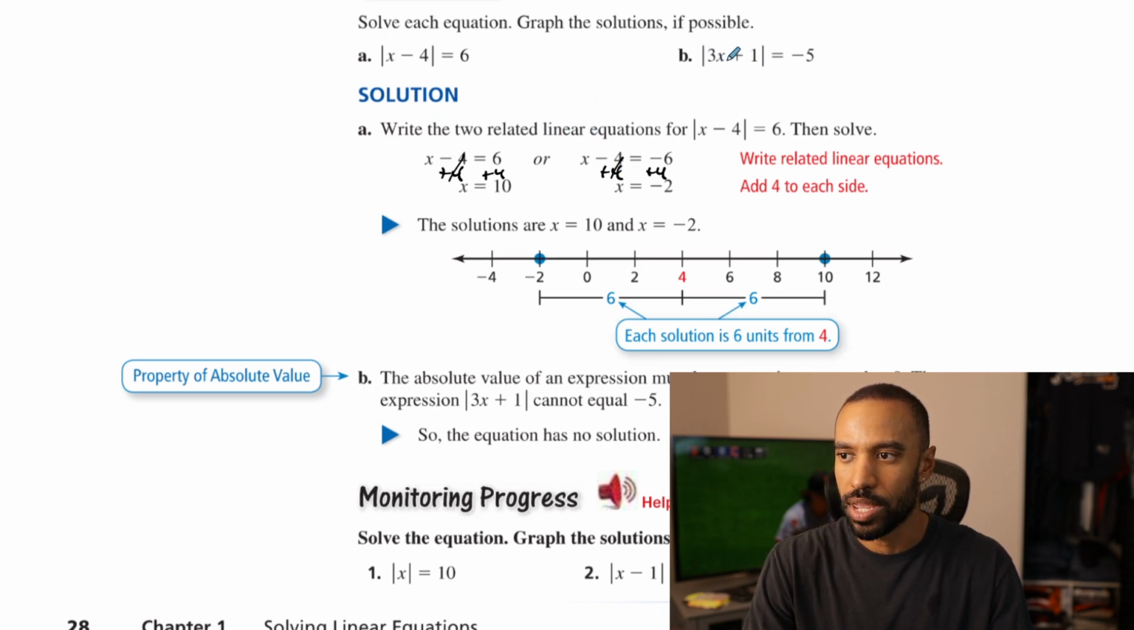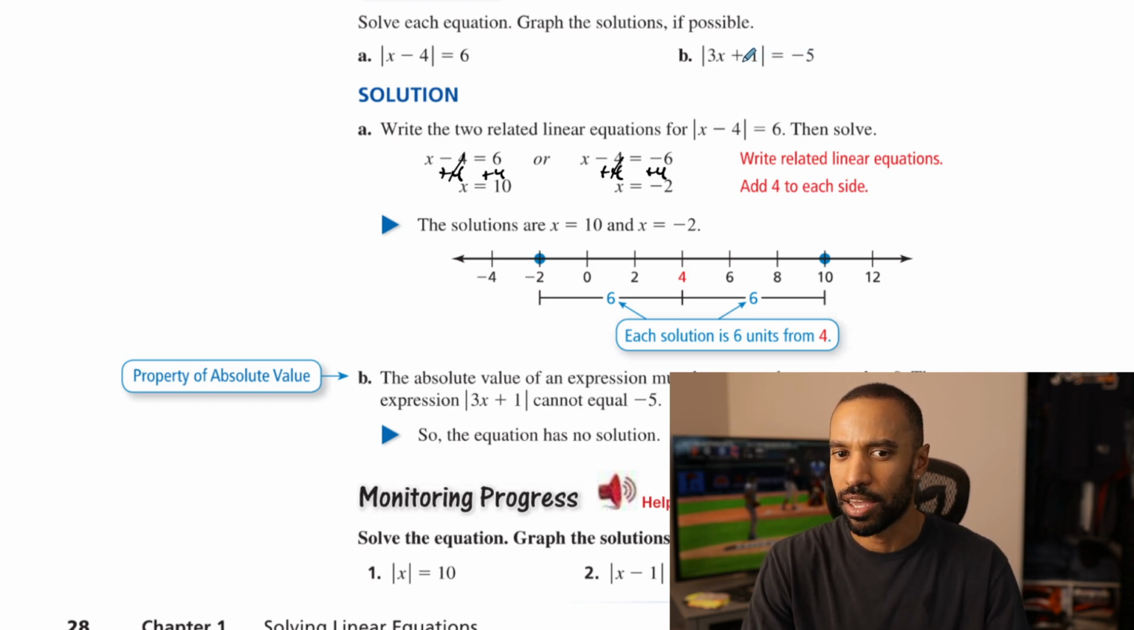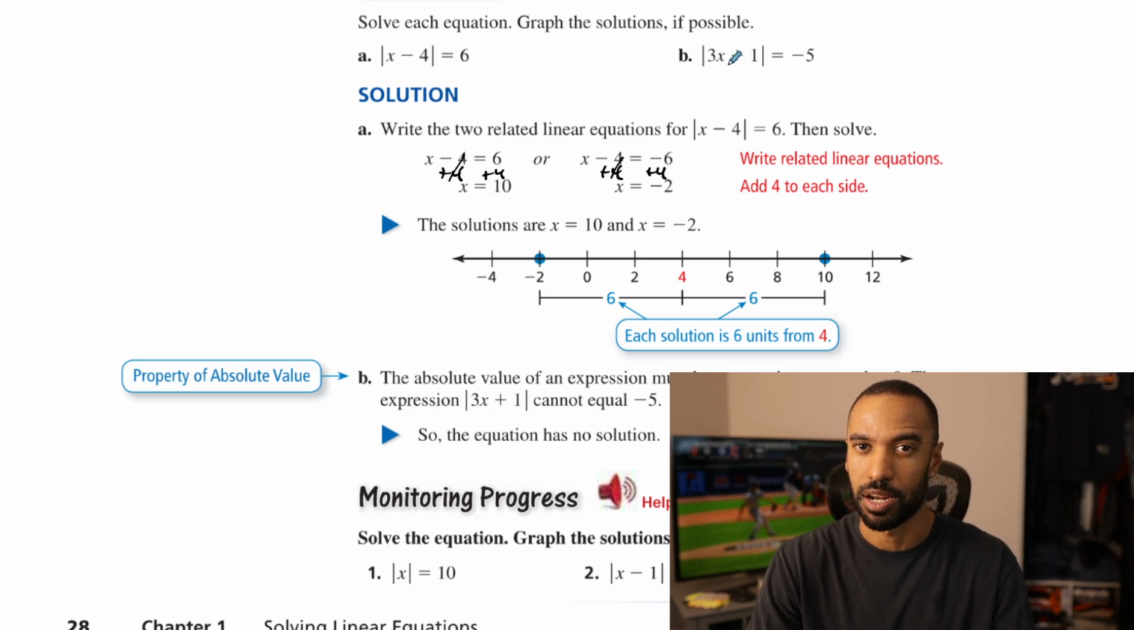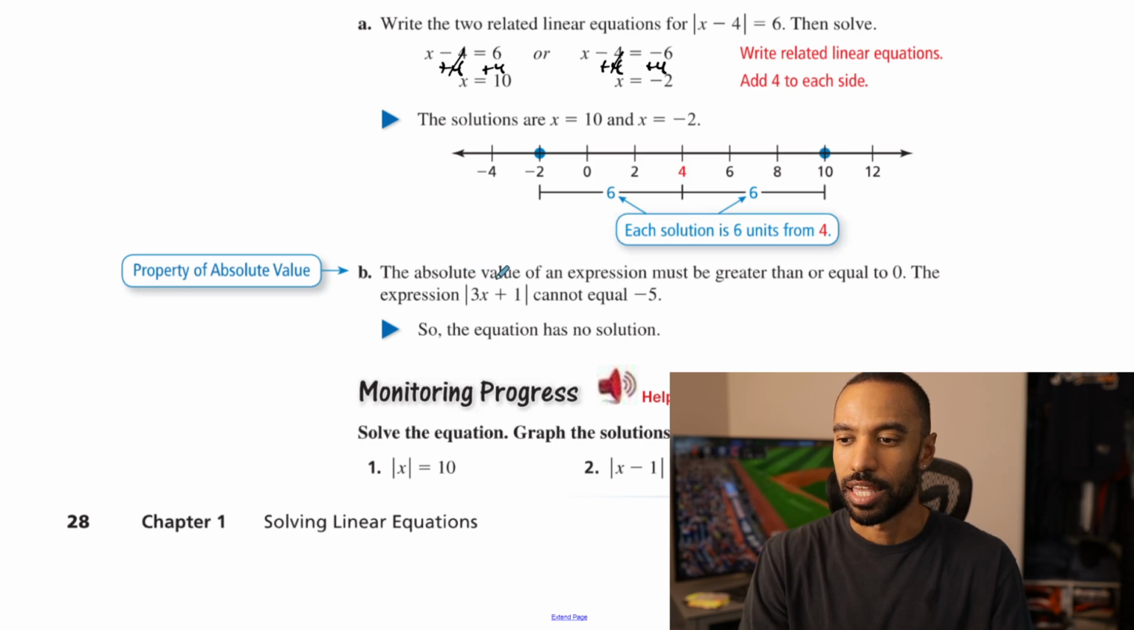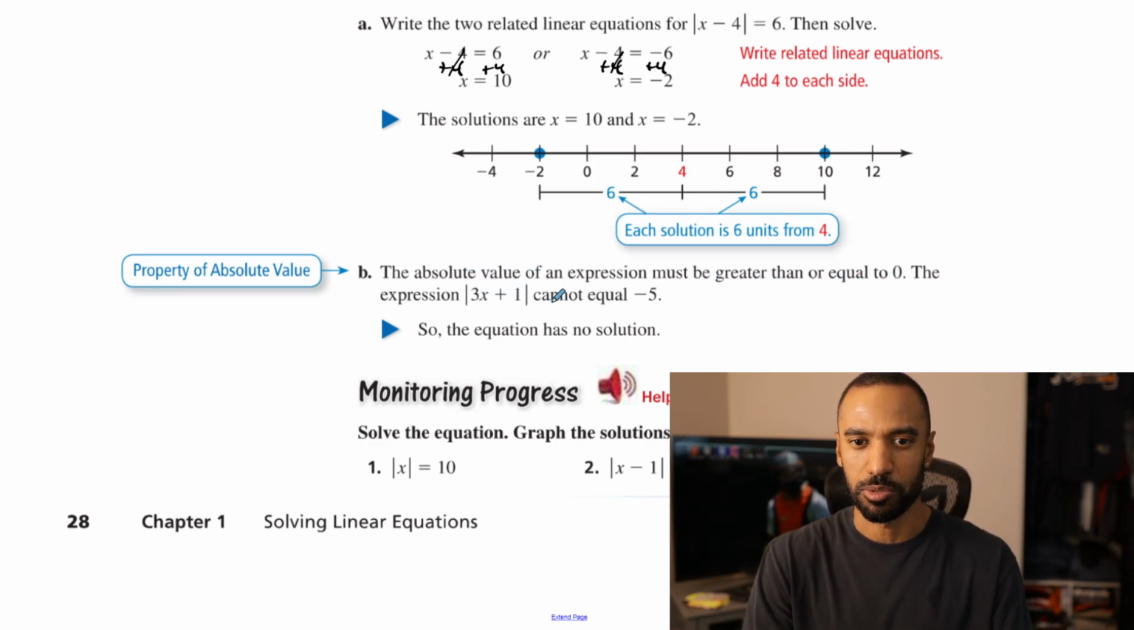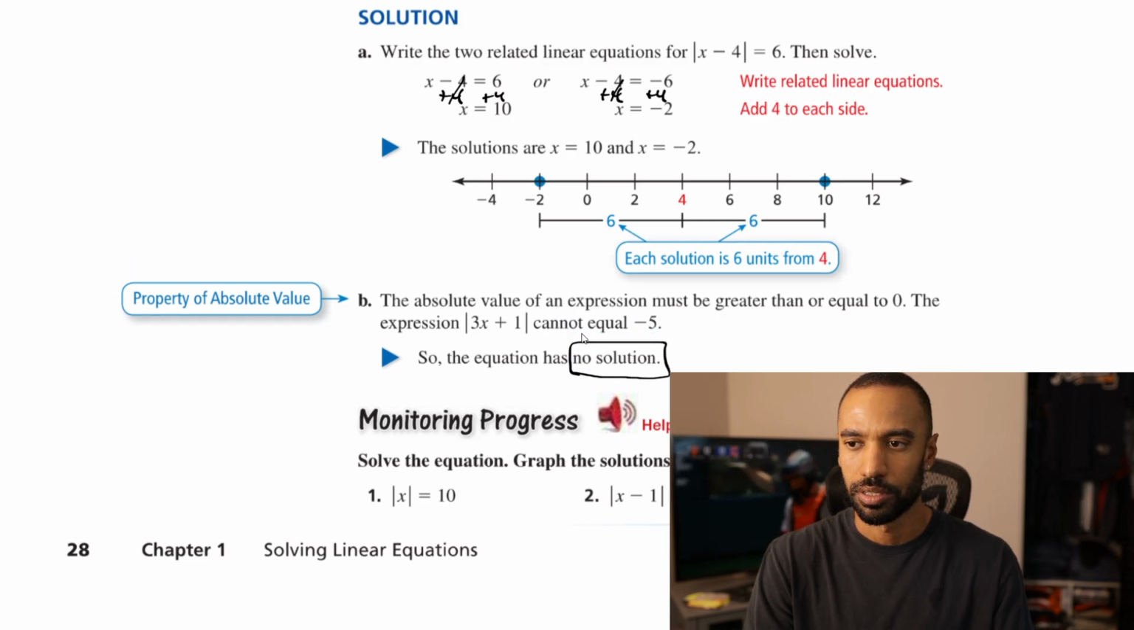Now the next one is the absolute value of 3x plus 1 equals negative 5. What can I take the absolute value of to get negative 5? Don't say 5 and negative 5. Remember, absolute value of a number turns positive, distance from 0. You can't do this. The absolute value of an expression must be greater than or equal to 0. The expression absolute value of 3x plus 1 cannot equal negative 5. The equation has no solution.